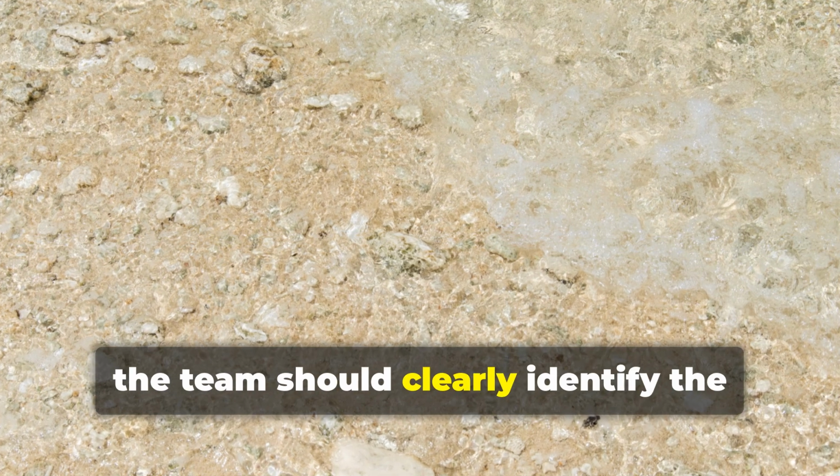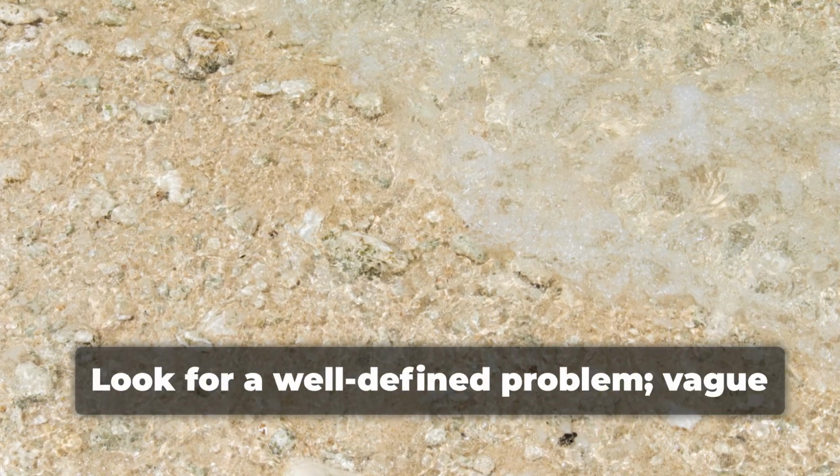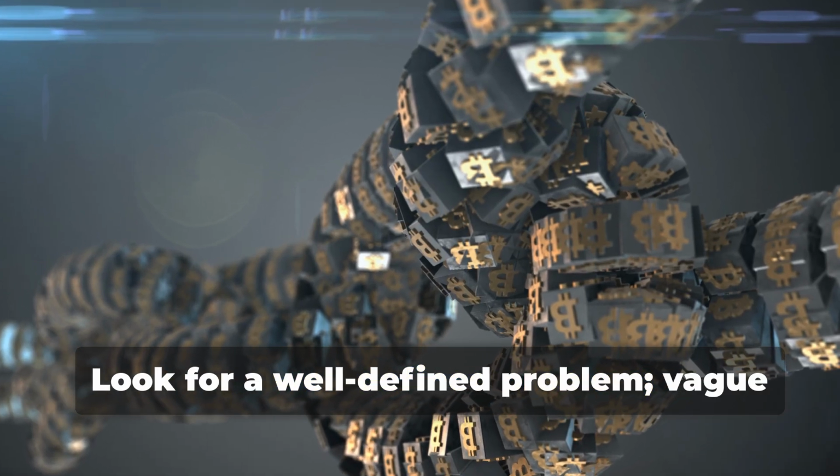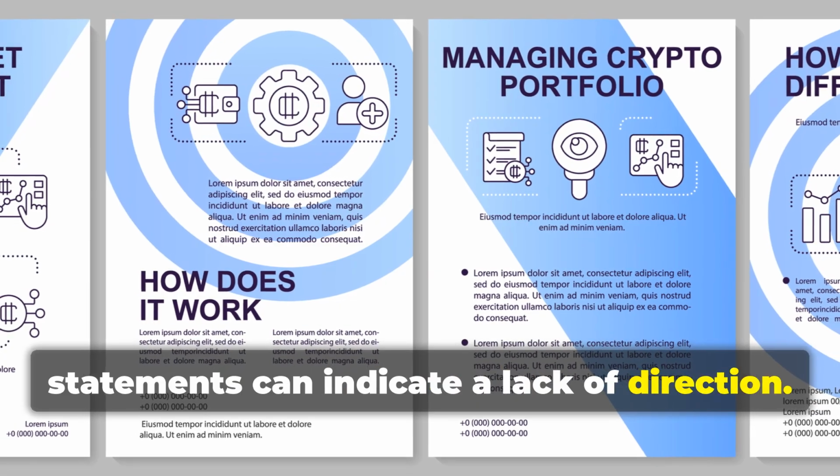Second, the problem statement. Here, the team should clearly identify the issue they're aiming to address. Look for a well-defined problem. Vague statements can indicate a lack of direction.